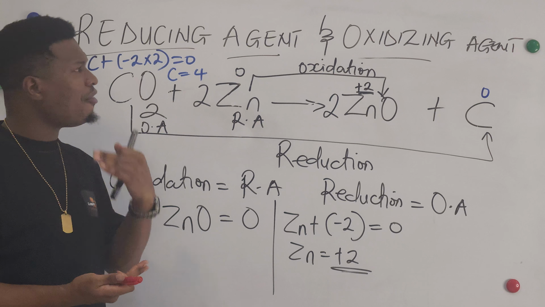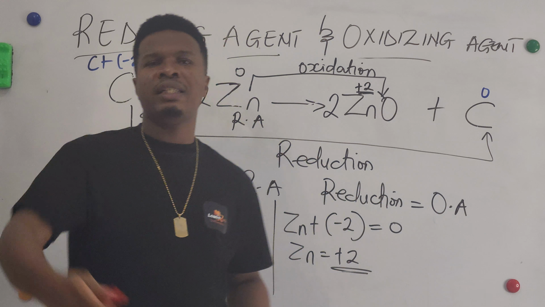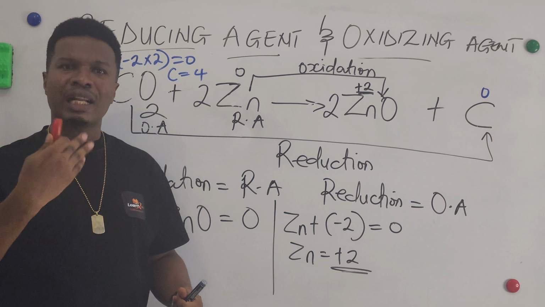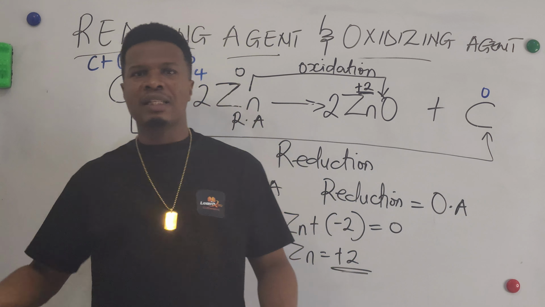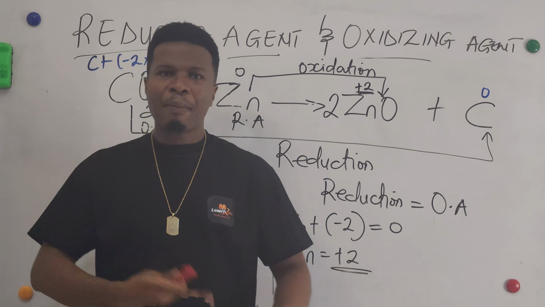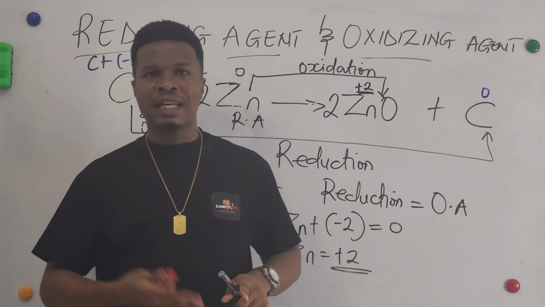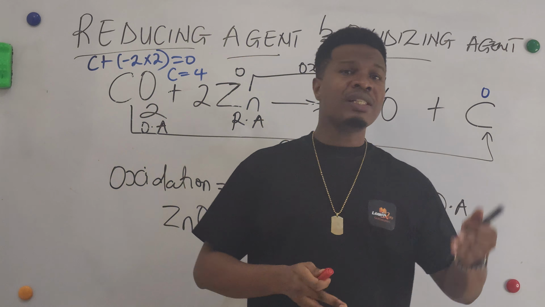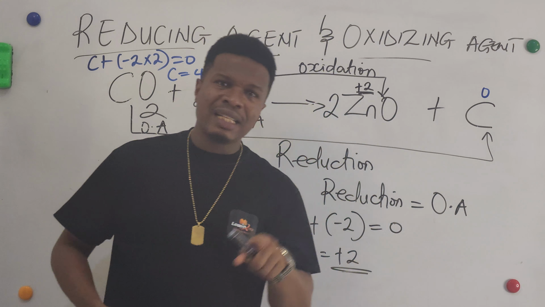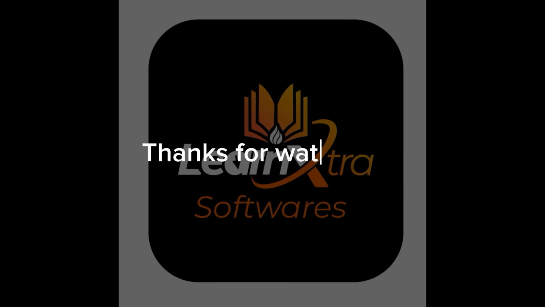But the moment you have found out the oxidation, that particular one undergoing oxidation is the reducing agent, while the one undergoing reduction is the oxidizing agent. That is the way to identify reducing agent and oxidizing agent in exams, okay? When you're asked to get them, just find out the oxidation, the reduction. That particular one undergoing oxidation is the reducing agent. The one undergoing reduction is the oxidizing agent. Remember that the reducing agent is oxidized at the end of the reaction to give you a product, while the oxidizing agent is reduced at the end of the reaction to give you a product.